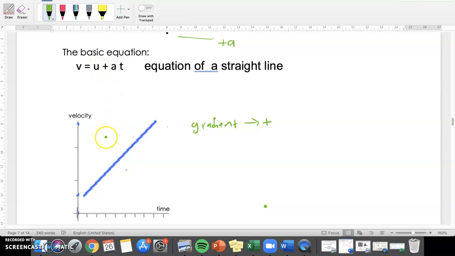But how does it relate to this equation? So let's see. v equals u plus at, right? u starts at a positive value, so this is our u, and this is our v. And at is your gradient over here. This is your gradient, which is over time. This is your gradient. Okay, what happens if my equation is v equals minus u plus at? I want the positive gradient, but I am starting at an initial value of negative value. What am I saying? I'm starting at a negative velocity.